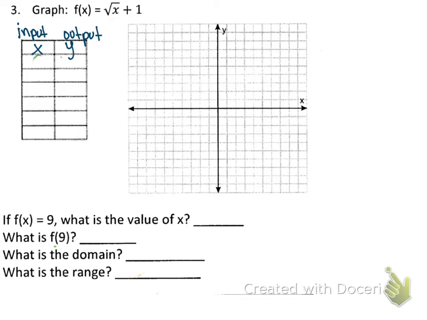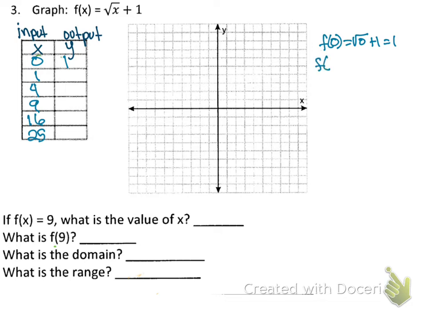So let's pick some values like 0, 1, 4, 9, 16, and 25. You're going to like those numbers a lot if x is the only thing under your radical. When other things are under your radical, you're going to need to pick different numbers so that everything under your radical is a perfect square. All right, so let's do some of these. f of 0 is going to equal the square root of 0 plus 1. Square root of 0 is 0, so our output, our y, is going to be 1.